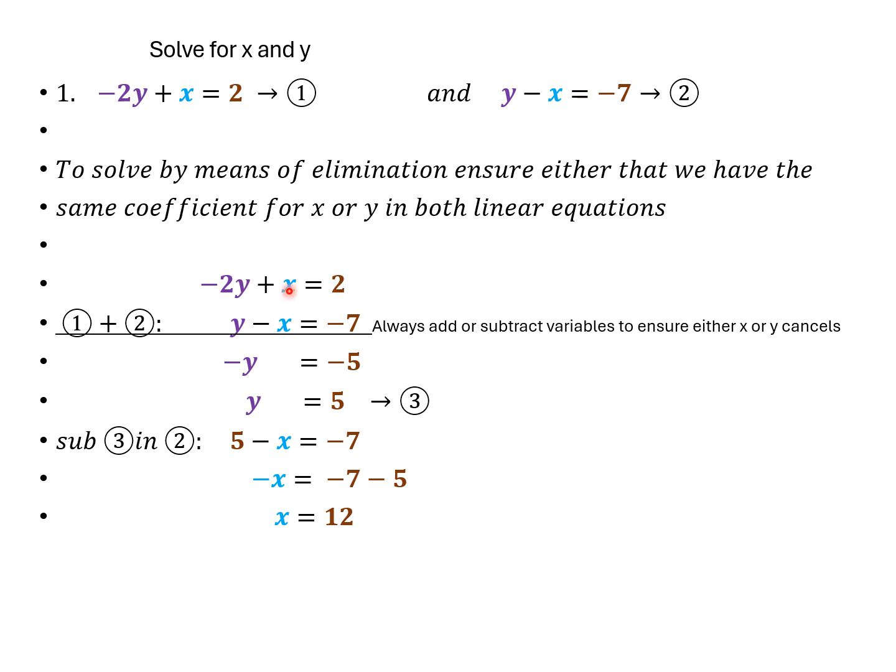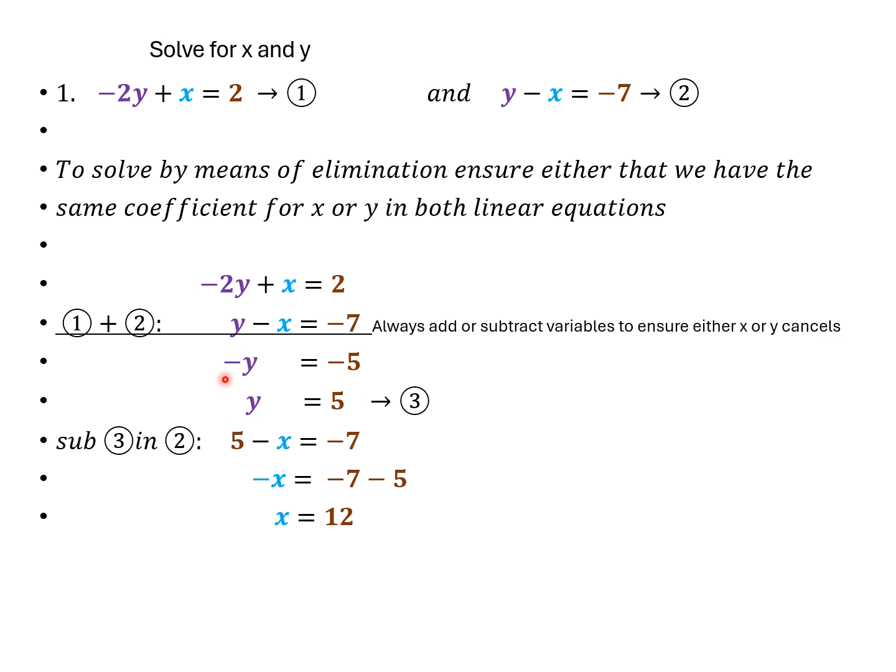Why am I writing them above each other? Remember I said, to solve a simultaneous equation, I must make the equation contain only y or only x. So you see plus x and minus x can cancel. It's the same as saying 5 minus 5, they're able to cancel. So that's my equation 1 and that's my equation 2. If I say 1 plus 2, minus 2y plus y gives me minus y, x minus x cancels, 2 minus 7 equal minus 5. So we're always going to add or subtract equations to ensure either x or y cancels.